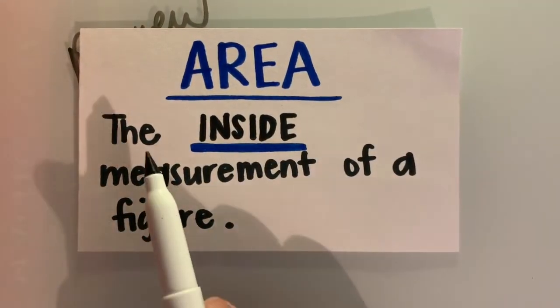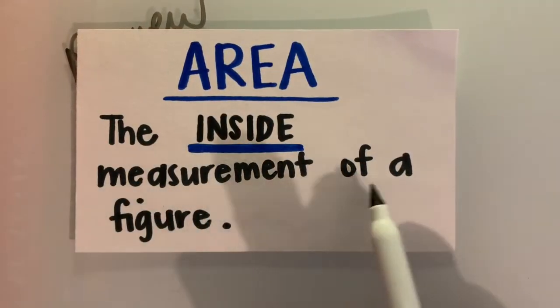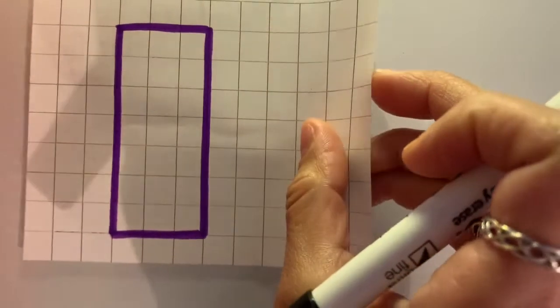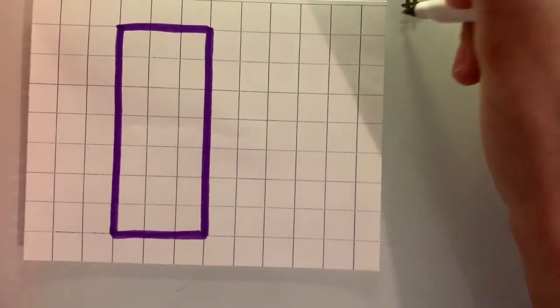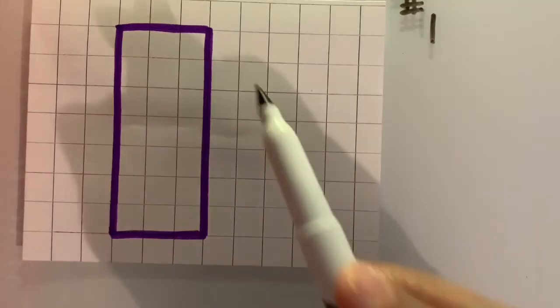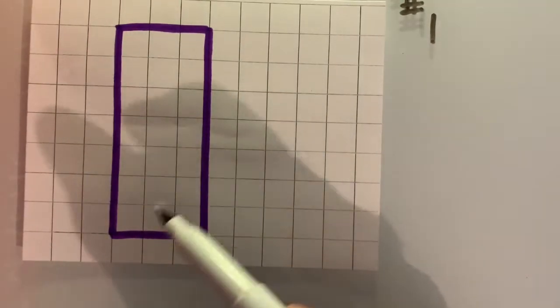Let's start with a review. Now, if you remember from the last time that we met, area is the inside measurement of a figure. Remember, it's the inside of the figure. We need to find what the measurement is for the inside. Let's start with this rectangle here. We're going to start by counting each individual square unit inside of the figure.